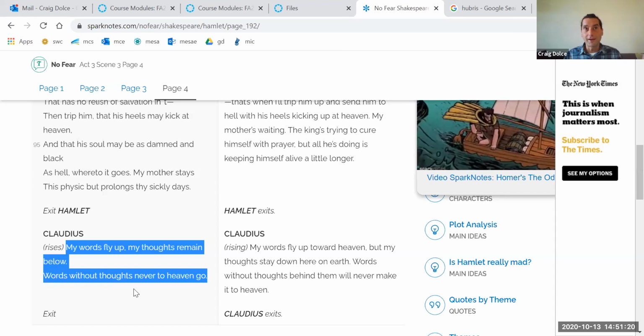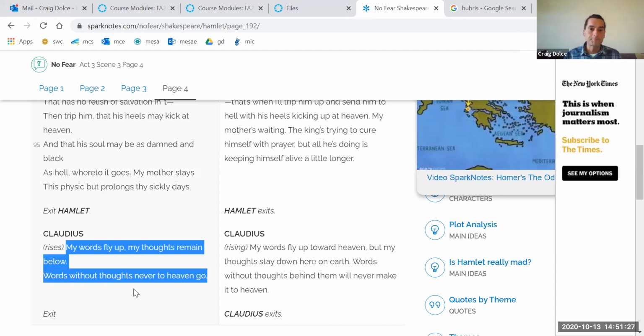I fail every time. I try to keep it going more than, I don't know, I can't come up with a third line. So you see where I'm going with this.